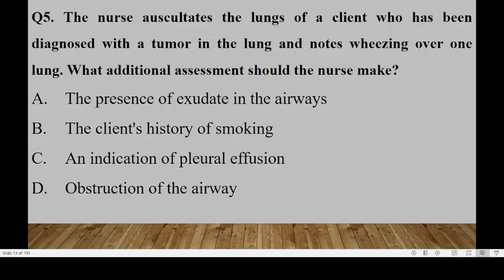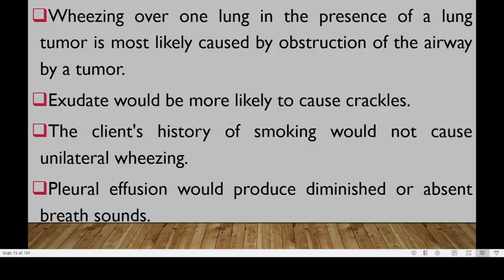The next question: the nurse auscultates the lungs of a client who has been diagnosed with a tumor in the lung and notes wheezing over one lung. What additional assessment should the nurse make? Wheezing. You have to look at the obstruction of the airway.